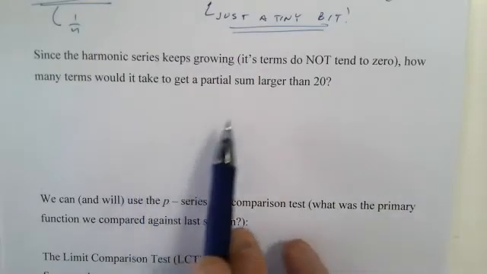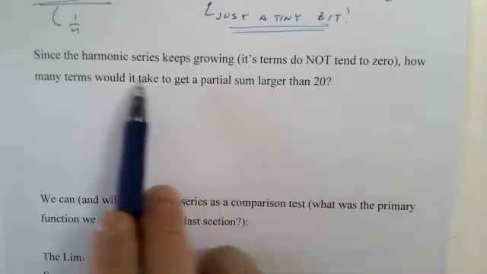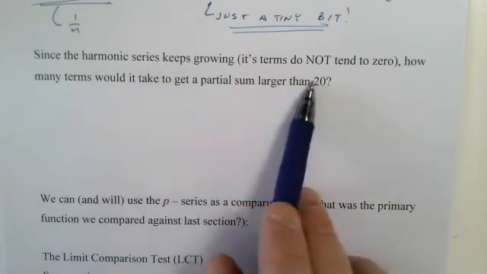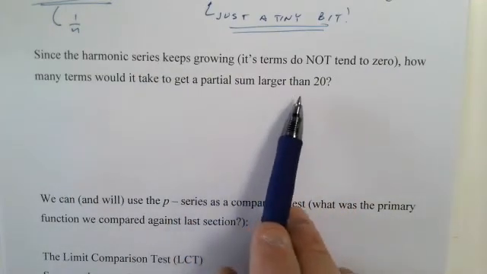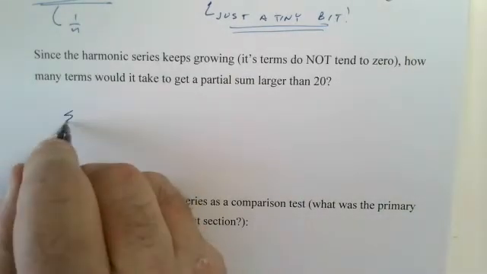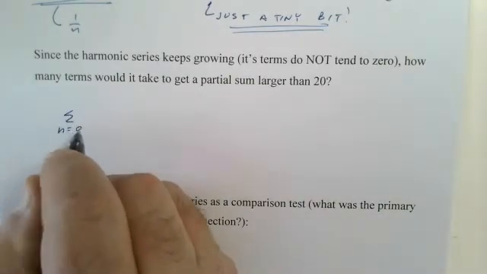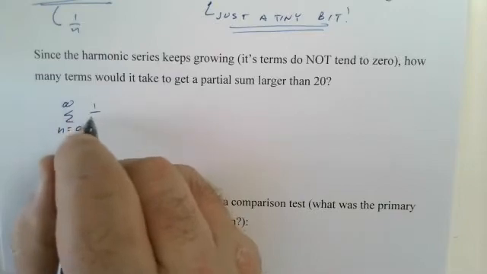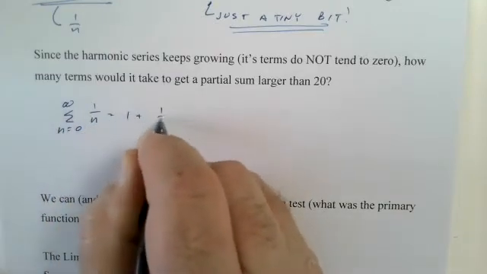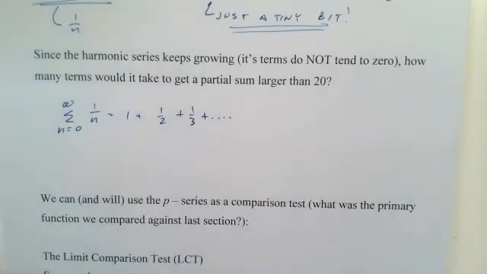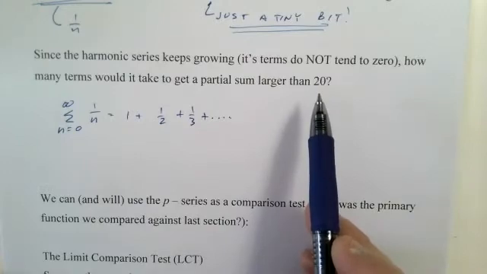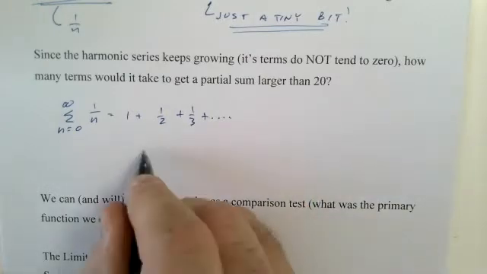Since the harmonic series keeps growing, when you add it up, it doesn't tend to 0. So how long would it take to get to 20? I'm saying 1 plus 1/2 plus 1/3 plus dot, dot, dot. And if it really does keep getting bigger, it eventually will get to 20. All right, well, let's see what happens.